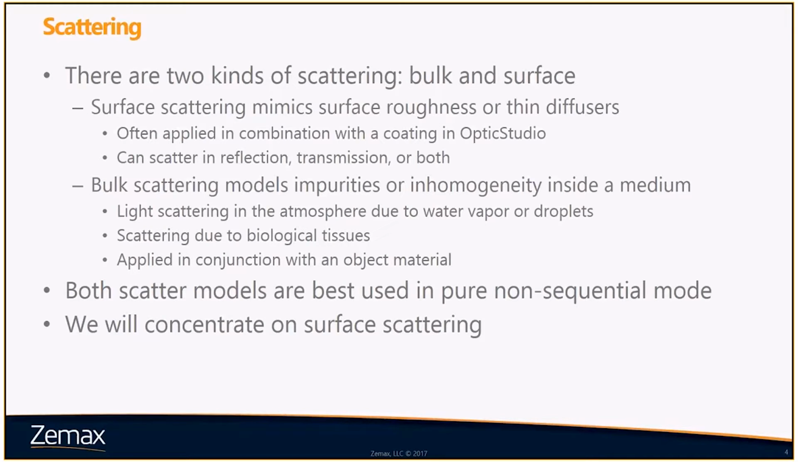Within scattering, we have two types of scatter, bulk and surface scatter. And surface scattering is really meant to mimic the surface roughness of any object, or to model the behavior of a thin diffuser. So scatter models are often applied in conjunction with a coating in OpticStudio. The surface scatter will indicate the direction that rays need to take after they interact with that surface. And the coating would indicate the amount of energy that should be reflected or transmitted or absorbed at the interface.